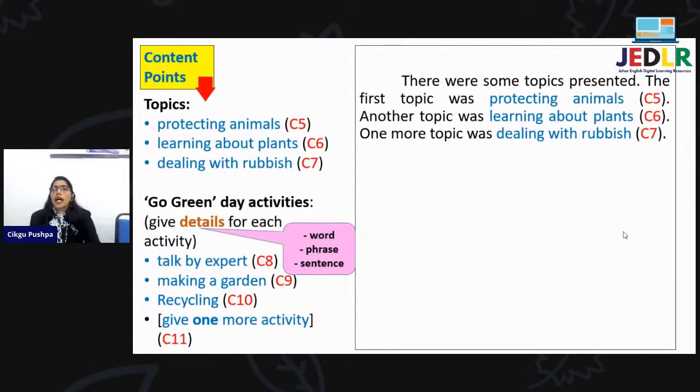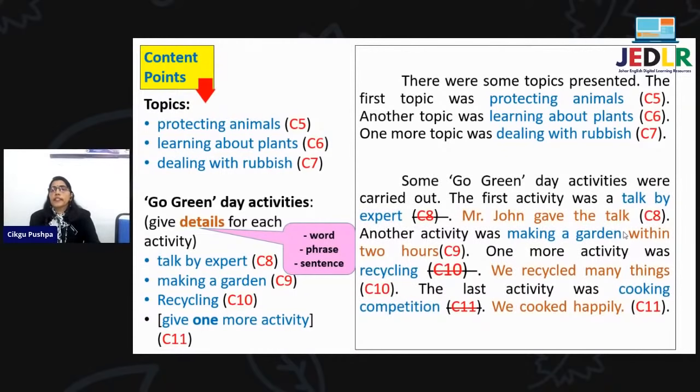Let's see how these details are written with the content points. Some Go Green Day activities were carried out. The first activity was a talk by expert. If you just write talk by expert, you are not going to get C8 because you should provide at least one detail. So the one in brown, Mr. John gave the talk, is the detail for the content point. So you will get C8.